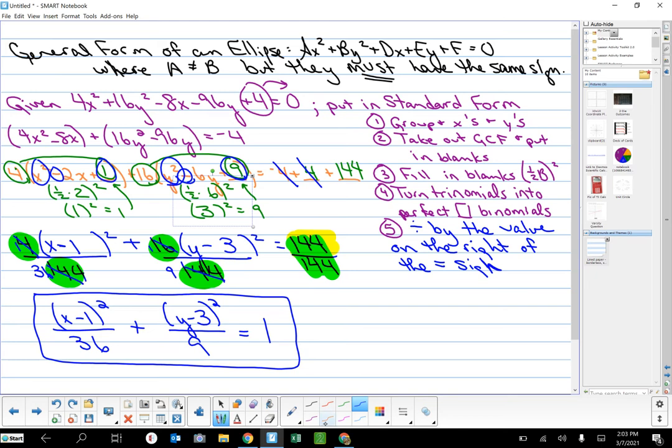Now, here's the questions you would typically have to answer. Where is the center? What is the orientation?